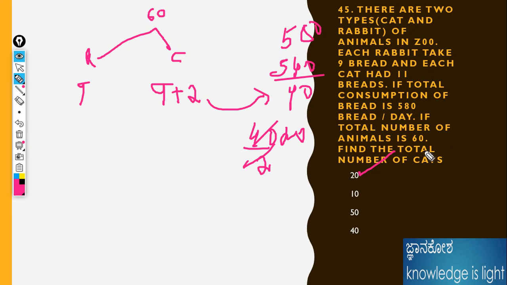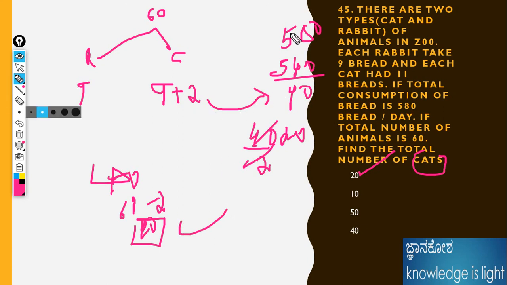If a question is asked for the rabbit, just 60 minus 20, that is 40. Answer for rabbit. Understand? Because the total bread is 580. Anyway, the total bread is given. Among the 60 animals, the rabbit is having 9 breads already. Anyway, 9 into 6 is 54, 40 breads a rabbit is having. The difference between the two divided by 2 is 20.